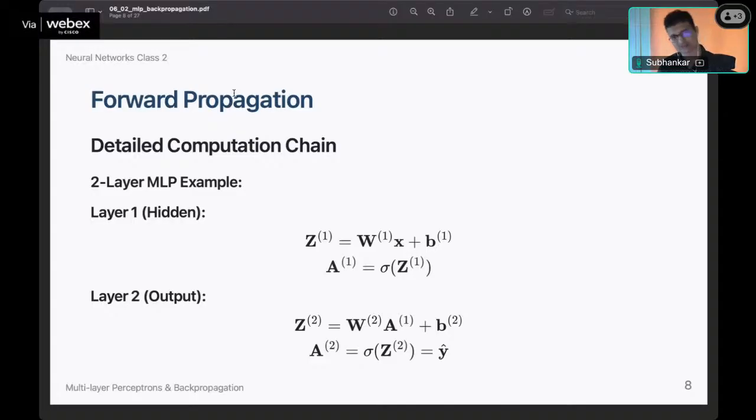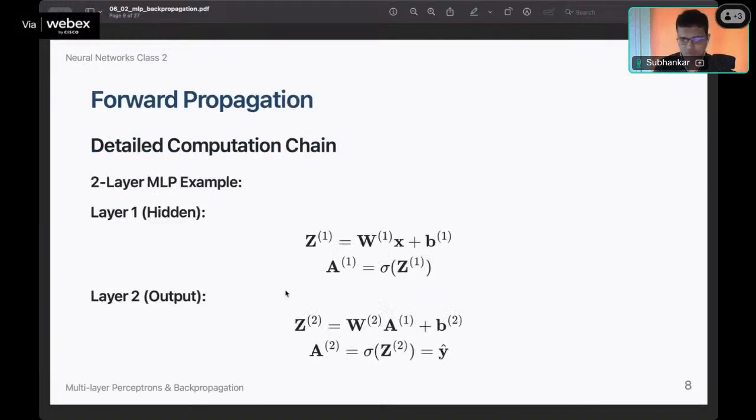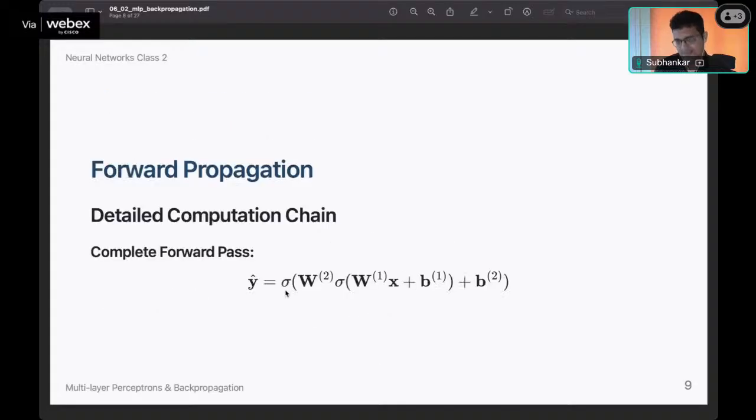And if you look at this, this is called a detailed computation chain. This is also called a computational graph, if you can make a graph out of this. Finally, this is what the total forward pass looks like. Forward pass is basically how the input progresses to the output. So Y will be whatever this is, all combined: nonlinearity applied once, W2 multiplied by nonlinearity applied again to W1X plus B1, then plus B2.